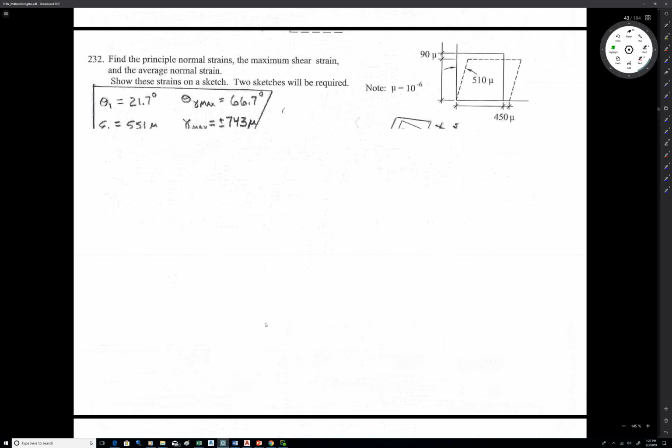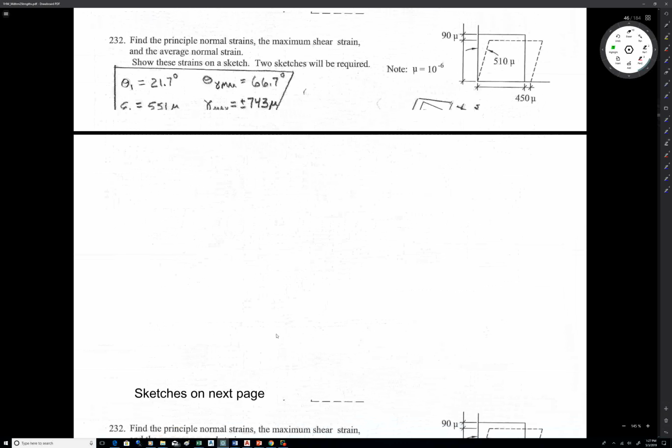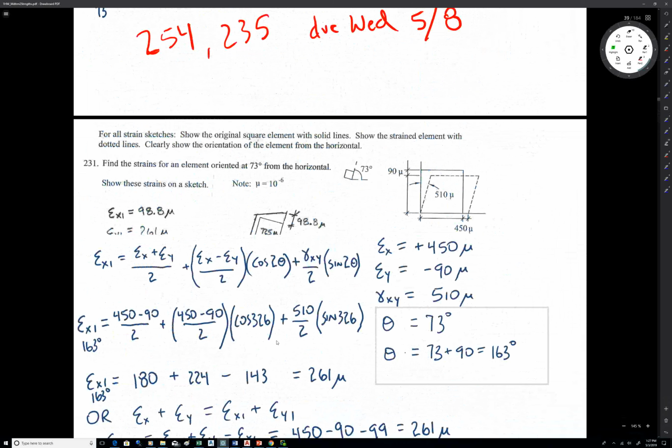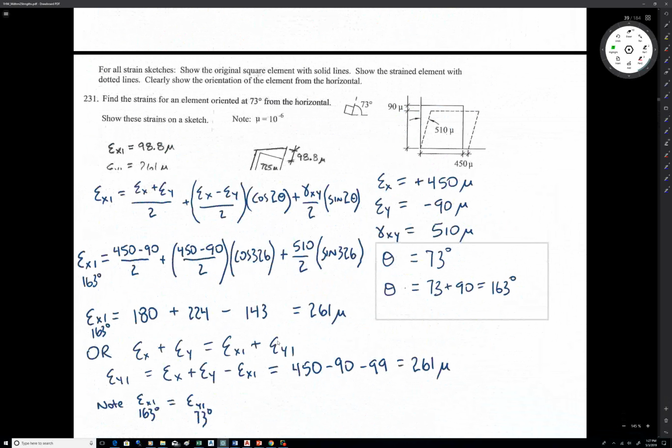Yeah, why don't we finish up these last couple homework problems? 231, I think. Okay. So on these things, what you want to do here, I think we went over this a little bit last time, is you want to find the initial strain. So epsilon x is 450 positive, epsilon y is negative 90, and gamma xy is 510 positive. Yeah, we went over that a little bit last time, I think. So now there are the initial strains on 231.